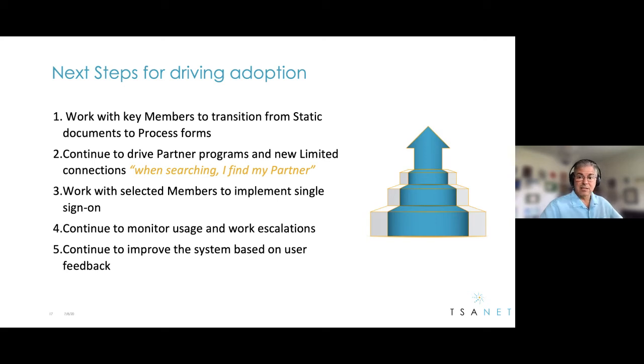Third priority, because we've seen this as a big improvement: if you're a premium member and you don't have single sign-on, definitely reach out to me. We want to really push that. And then the other things, 4 and 5, are things we're continuing to do, right? We monitor usage, we work the escalations, we improve the system based on what we see and what we hear from members. So making sure the members are the ones really driving the system and communicating to us what it takes to get the adoption up.